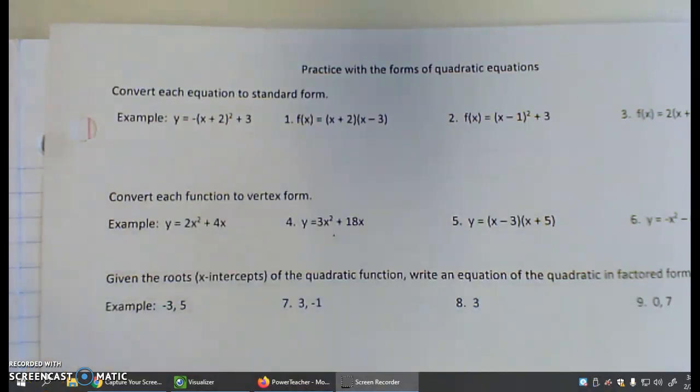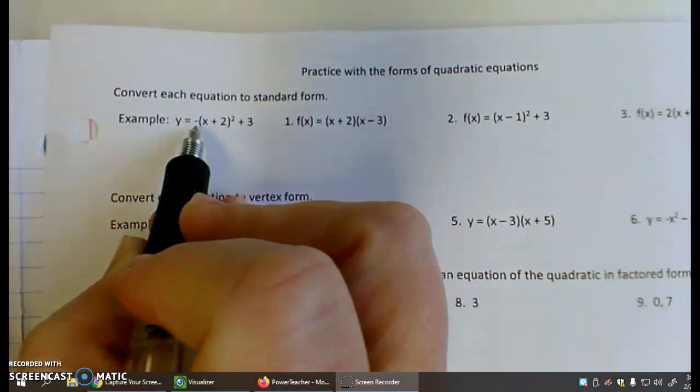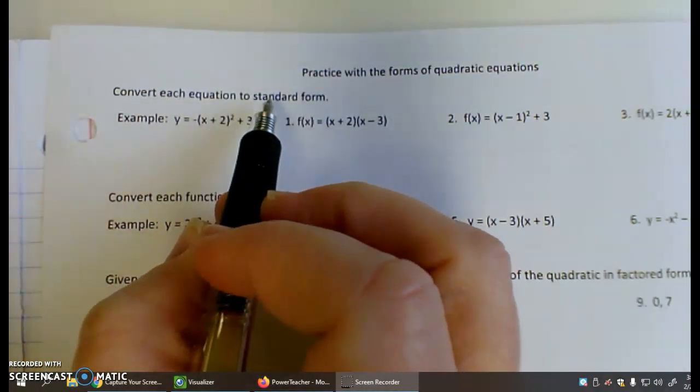We're going to work on this worksheet today, and I'm going to do an example of each type of problem. This is to prepare for your test that you have tomorrow, and so that you can see some of the kinds of problems that you'll have. First thing we need to do, it says to change the equation to standard form.